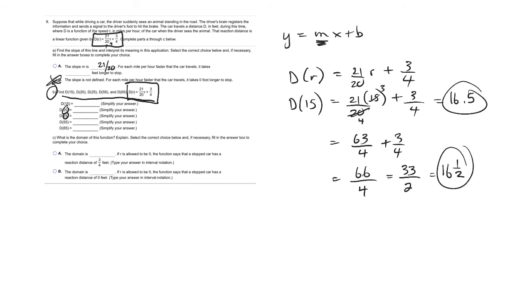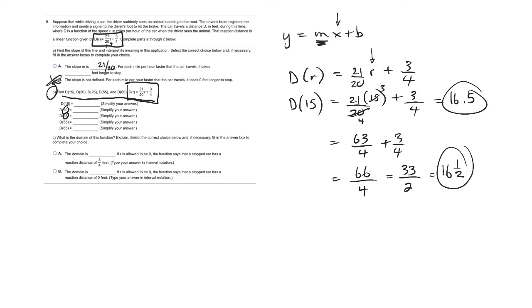Then later it says, what's the domain of this function? So the domain refers to what are all the possible x values. In this case, here's where the x is, but my function has an r there. So they're saying, what are all the possible rates of speed? So if you're doing this test, what kind of speeds could you use?